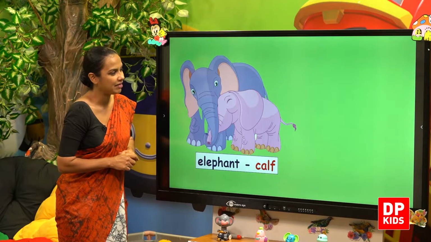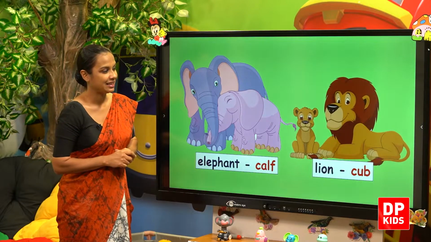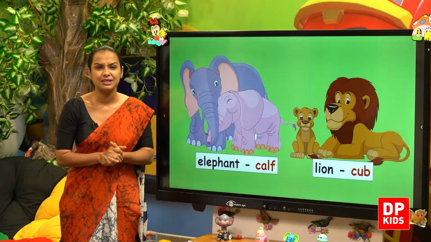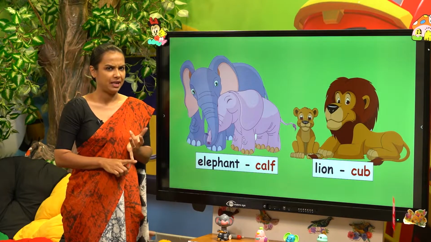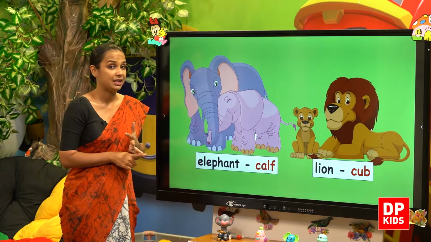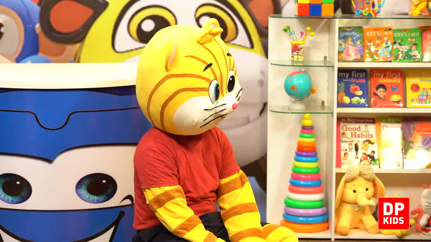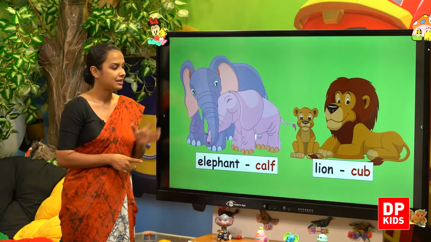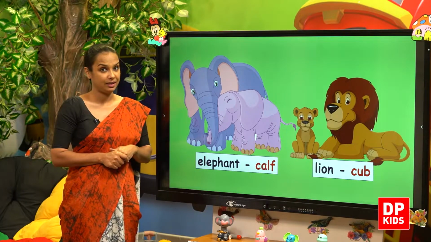And we have next lion. The lion's baby, the baby lion is called a cub. Bear's baby is called a cub. Baby bear, then baby tiger is called a cub. And baby lion is called a cub too. Right? So baby lion is called a cub.